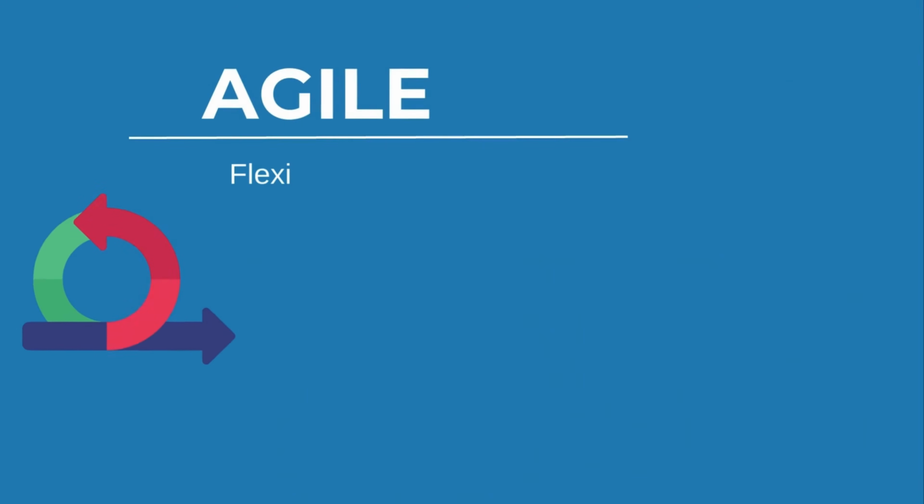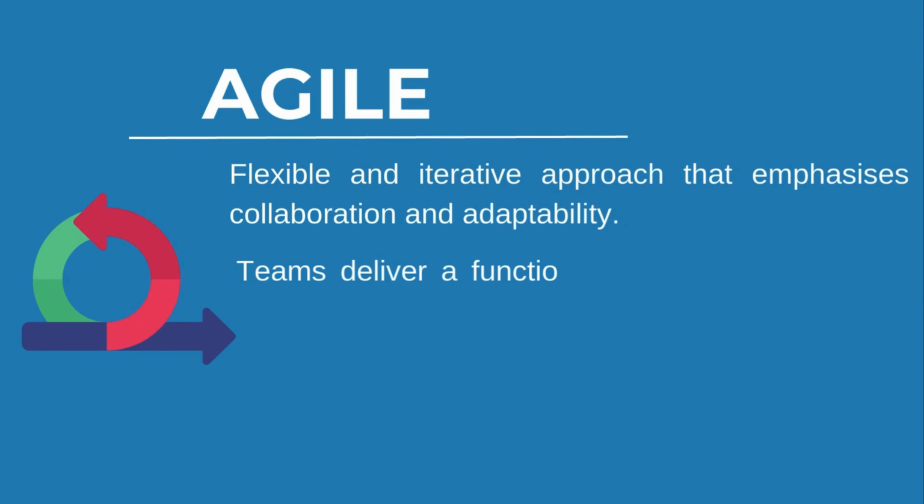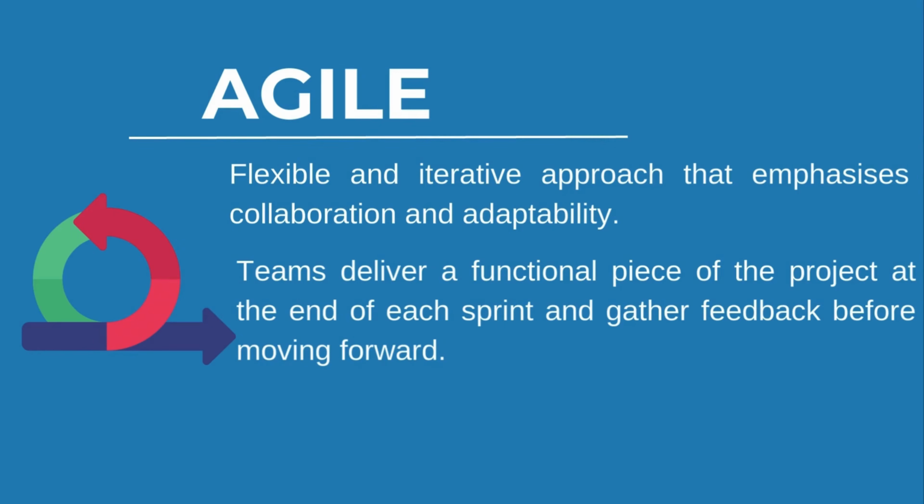Agile, a flexible and iterative approach that emphasizes collaboration and adaptability. Projects are broken into small cycles, which we call sprints, typically 1 to 4 weeks. Teams deliver a functional piece of the project at the end of each sprint and gather feedback before moving forward. For example, you're developing a mobile app. You might release a basic version first, gather feedback, and then add features in future updates.